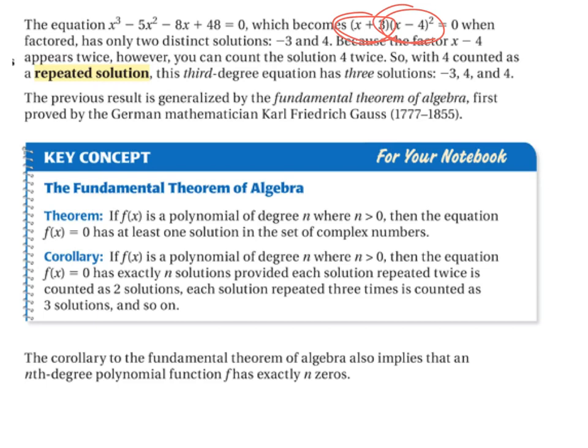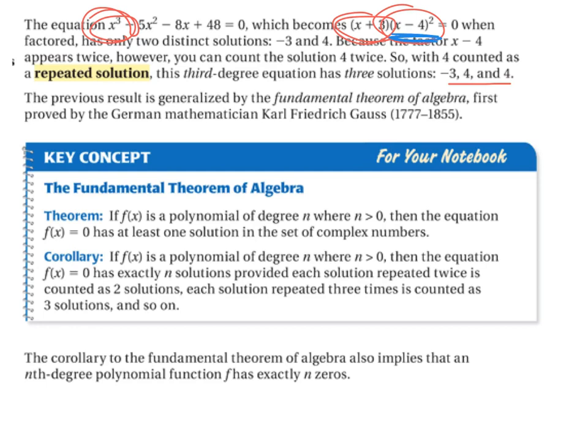But because this binomial appears twice, you can count the solution twice. So with 4 counted as a repeated solution, this third degree polynomial has 3 solutions: negative 3, 4, and 4 again.